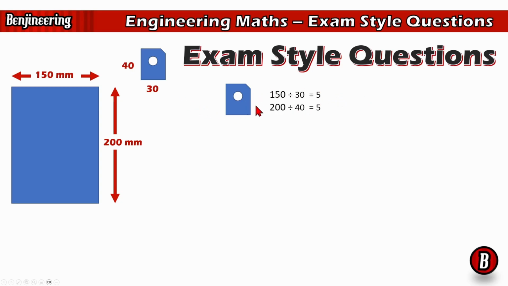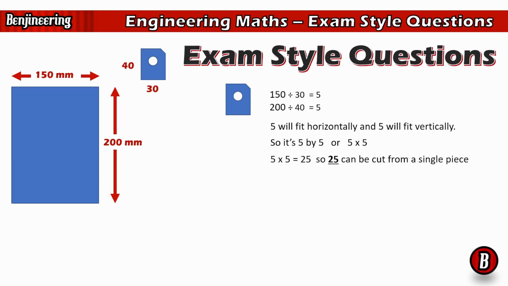Next I did exactly the same thing. How many 40s can fit into the height of 200? Same thing, 200 divided by 40 gives me 5, which tells me that I can fit 5 horizontally and 5 vertically. So it's 5 by 5, or 5 multiplied by 5, to get how many fit. And obviously 5 times 5 equals 25. So 25 can be cut out.